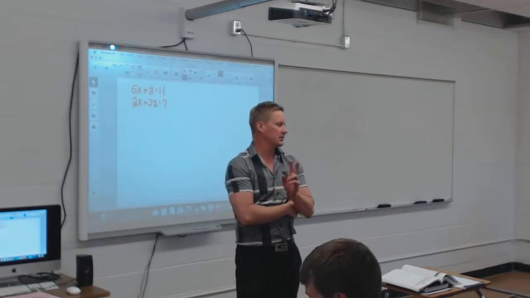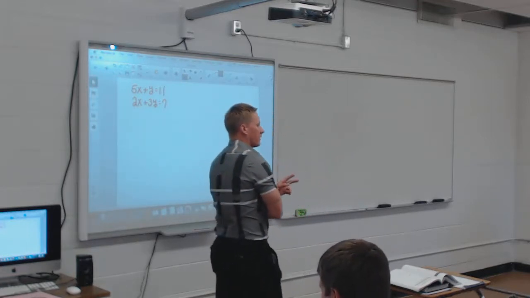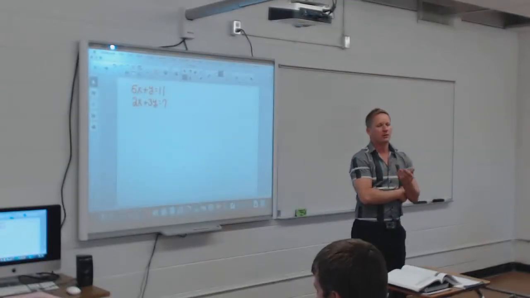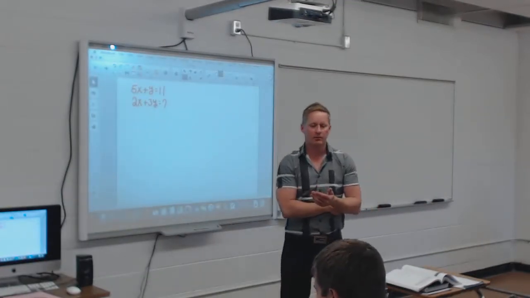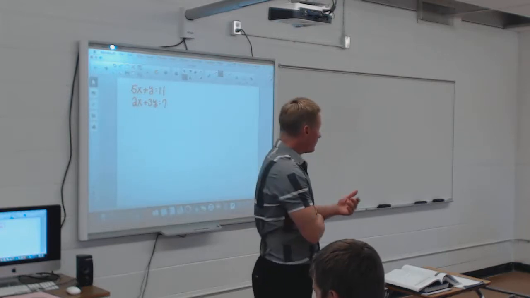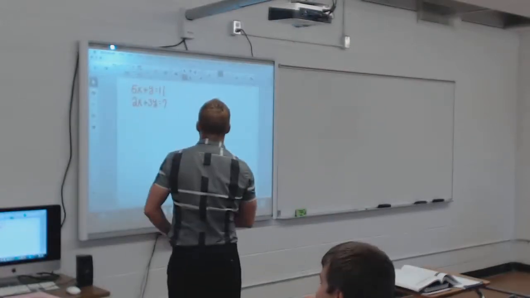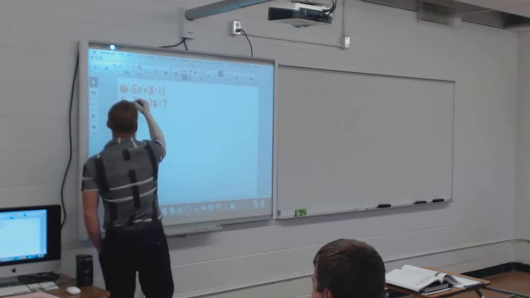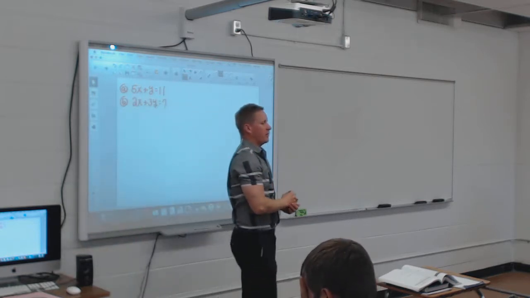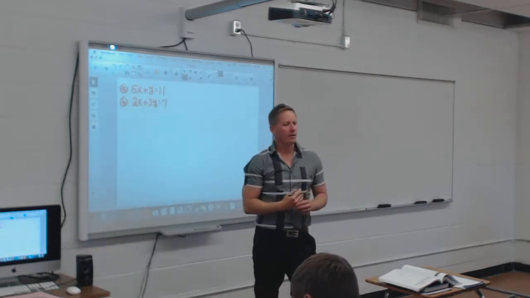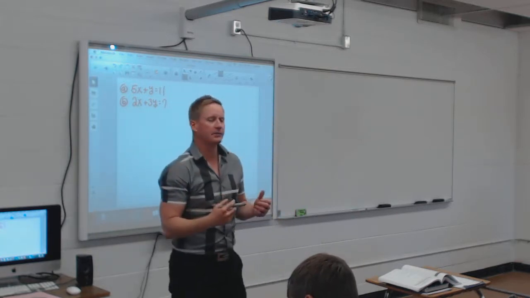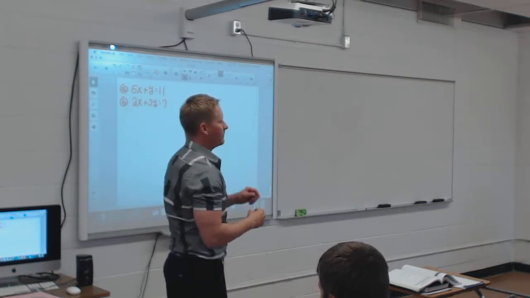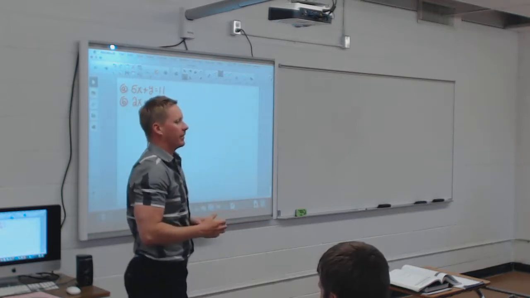The first method is the substitution method, which I've already shown you, and the second method is the elimination method, which I've also given you an indication as to what to look at. The first method we're going to focus on is the substitution method. First, I like to label my two equations. If we label them, when we manipulate them, we know which equation we're working with.